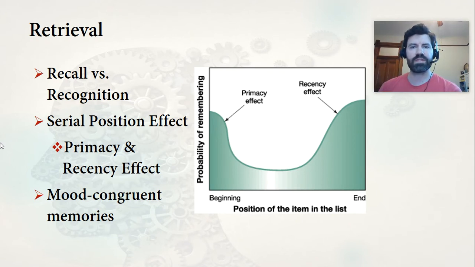When you remember the things at the beginning, that's known as the primacy effect. It's the first thing that's there. Your mind is ready and open to learn. When you remember things at the end, it just happened. It's very recent. It's what we call the recency effect.